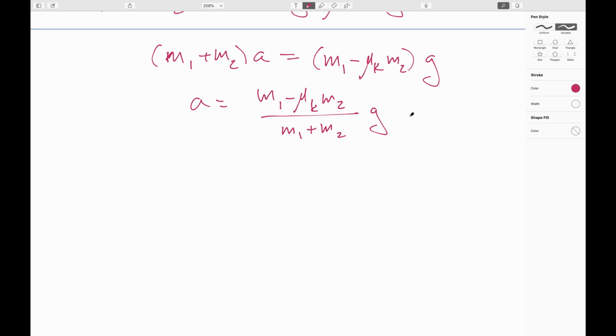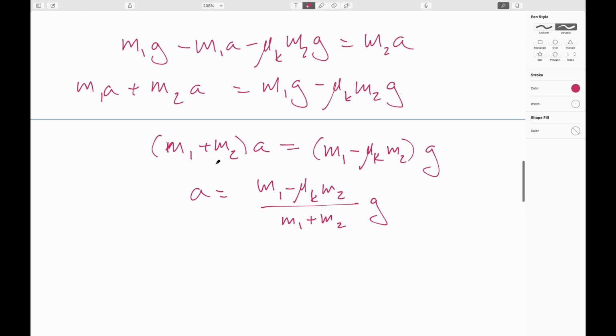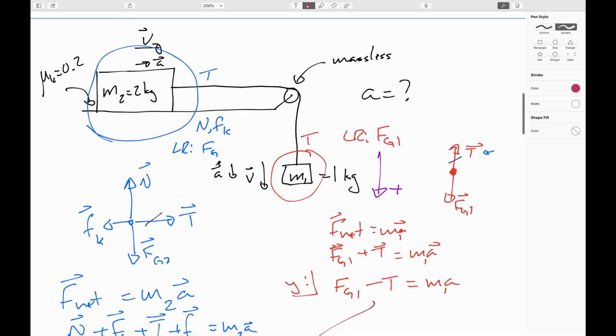But look at this for a second. Even before we go on, looking at it as a collection of letters, you might already start to think that you're on the right track. You ask yourself, where have you seen a solution that kind of looks like that before? Okay, I'm hoping that you said it kind of looks like Atwood's machine, and it would be if it weren't for that mu k. And if you think about it, that kind of makes some sense. The difference between this and Atwood's machine is that in Atwood's machine, we just let it roll over.